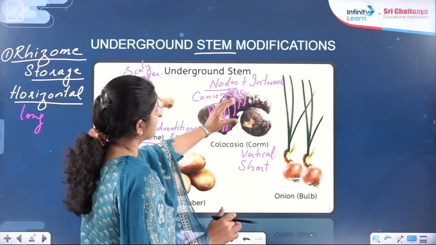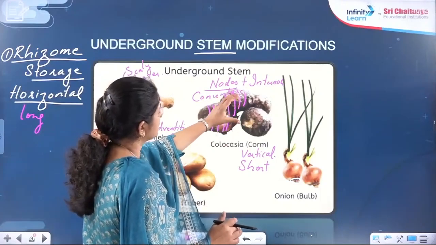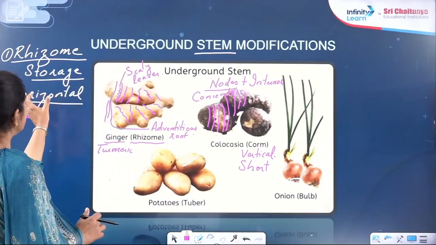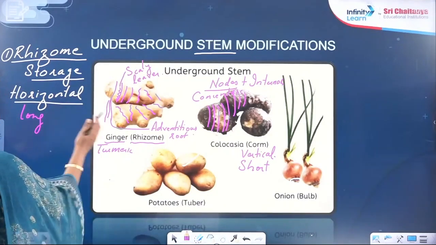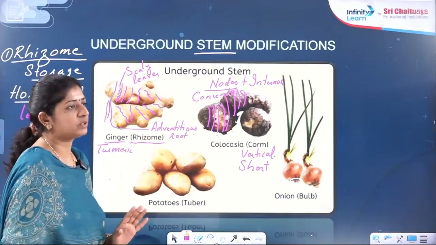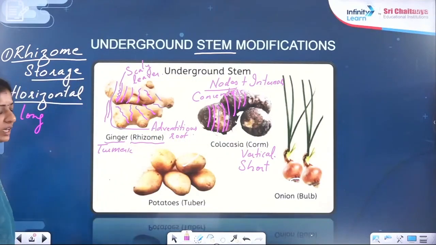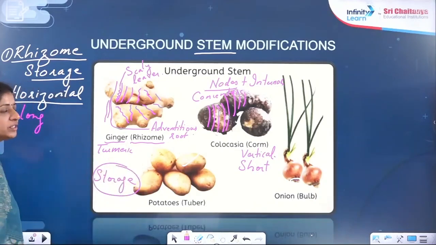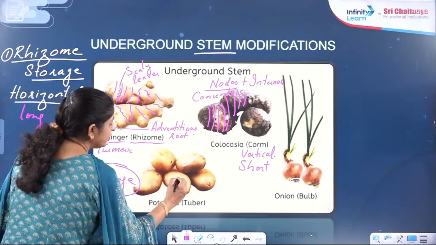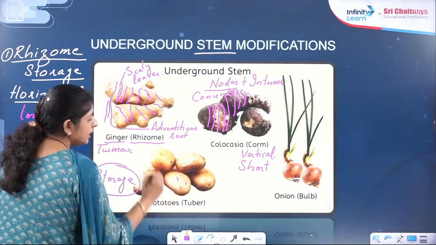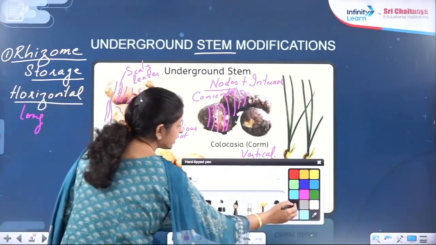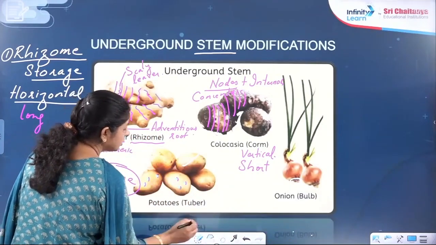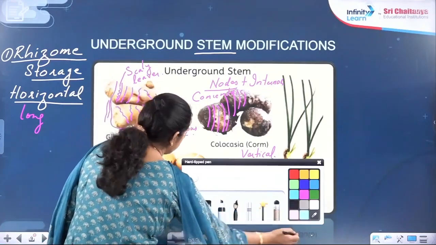This is short and having a little bit more reserve food material and growing vertically down. The rhizome is growing horizontally, and it is more longer in length as compared to the corms, right? Now, potatoes, even it is for the storage, right? But here on the potatoes, you will find nodes, right? On the nodes, further, what is there? There is a presence of the buds.